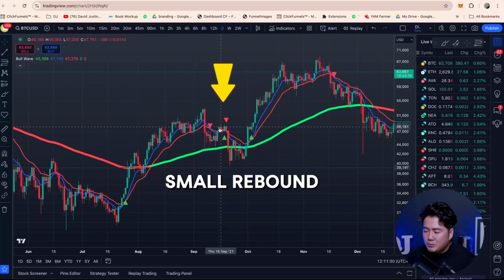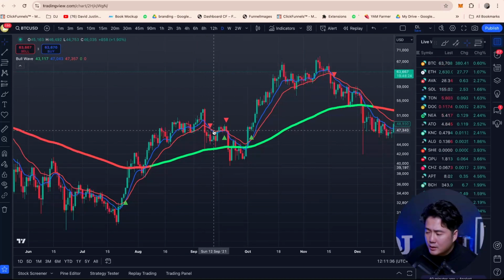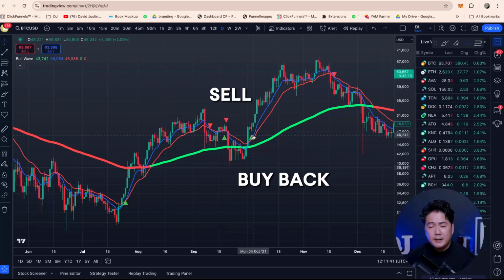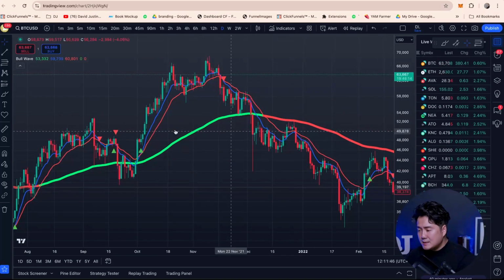Then after here, a small rebound, a small retracement here. You can see when the signal shows here, you need to buy back when there's a green one. I don't care whatever. Then you sell and you buy back. You must, because the wave is still green in color. Got it?